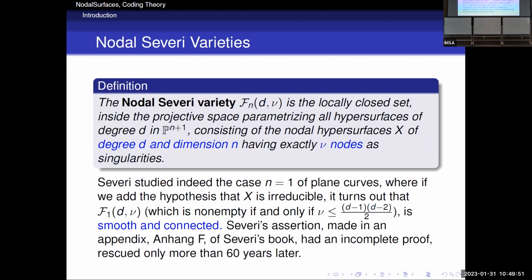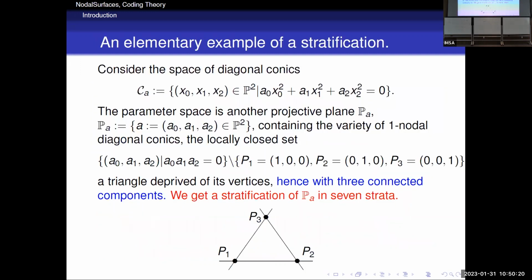In fact, this was an assertion by Severi, made in the appendix, Anhang F of his book on algebraic geometry, but this was an incomplete proof. And it was rescued only more than 60 years later by Harris and others. And now we look at the Severi varieties in higher dimension, and that's hard. So this is something to give an idea, like we have this genealogical tree, but what we really are looking for is like a stratification of the space of hypersurfaces.